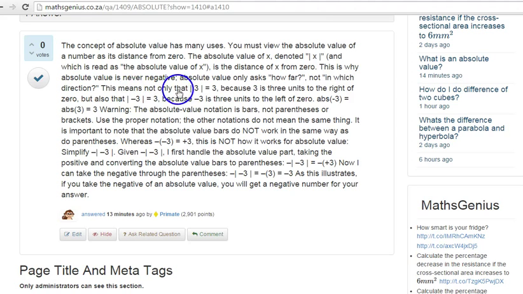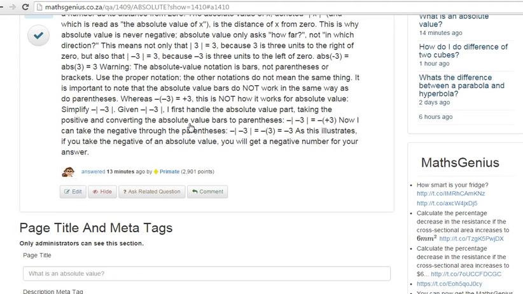So this means not only that the absolute value of 3 is equal to 3, because 3 is 3 units to the right of 0, but also negative 3 is 3 units away from 0. So you see, that's why the absolute value of negative 3 is the same as the absolute value of positive 3, right? So please take note of that, and just think of distance when you see absolute value.